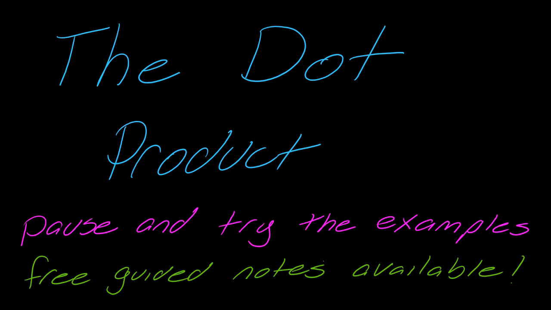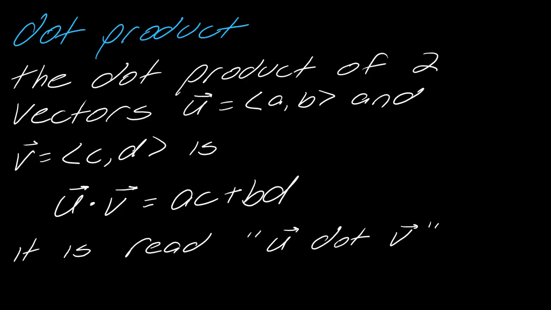So we're going to talk about the dot product. The dot product of two vectors. If I have a vector u = ⟨a, b⟩ and then another vector v = ⟨c, d⟩, the dot product is found... normally we think of this as multiplication, but we read this now as u dot v. And I want you to notice how the multiplication is structured: a times c plus b times d.